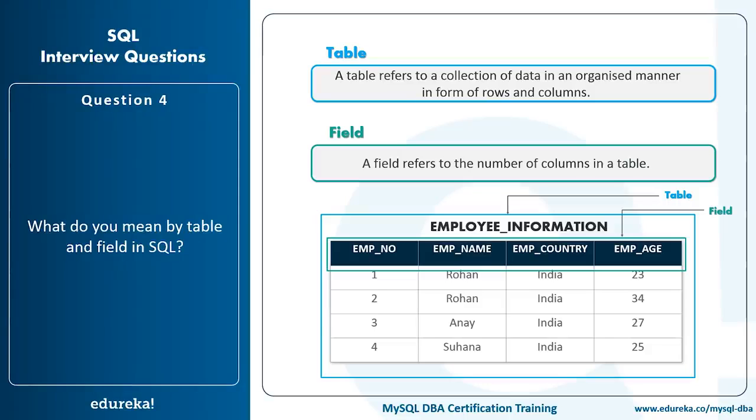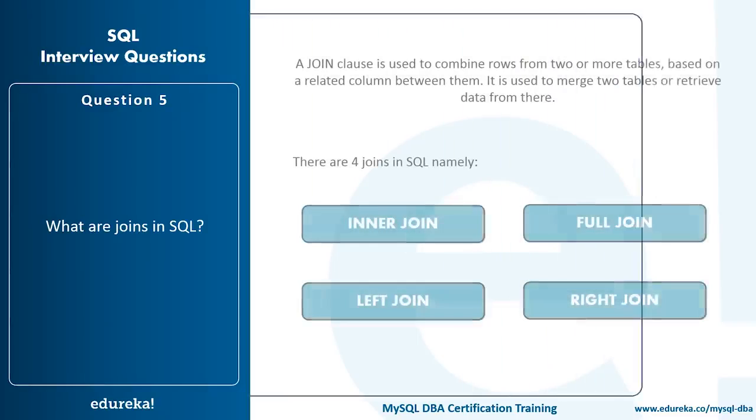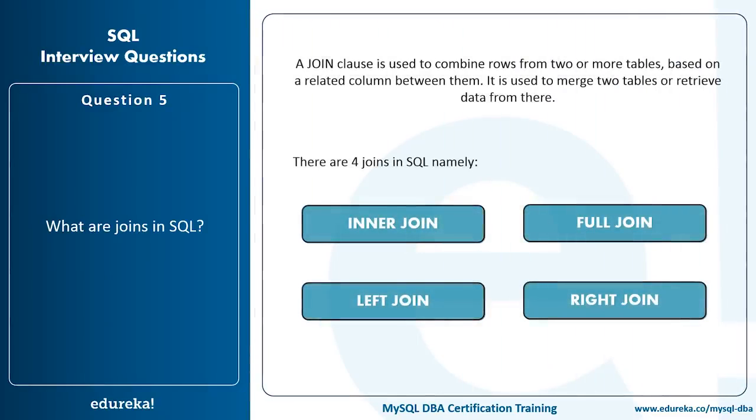Now moving on to our next question, that is, what are joins in SQL? Now this is one of the most popular questions that is generally asked in your interviews. So basically, a join clause is used to combine rows from two or more tables based on related columns between them. It is used to merge two tables or retrieve data from them. And there are mainly four types of joins in SQL. That is the inner join, the full join, the left join, and the right join, right?